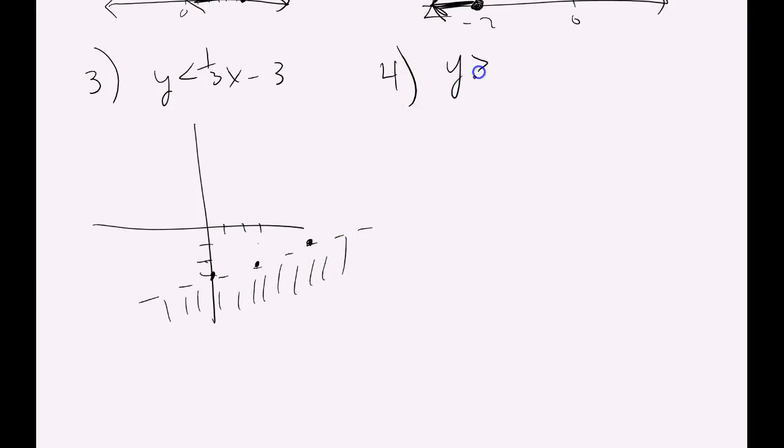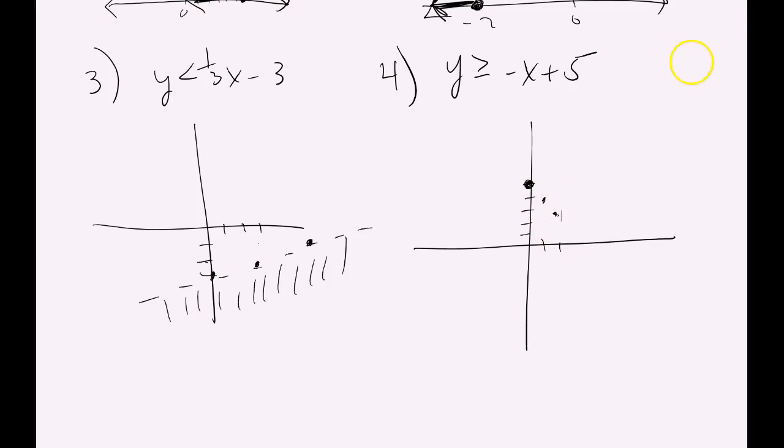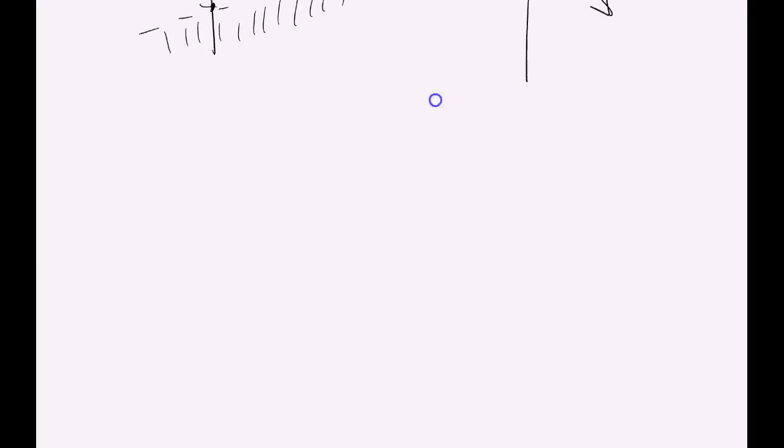Number 4, y is greater than or equal to -x plus 5, which means start at 5, 1, 2, 3, 4, 5, put a circle, go down 1 over 1, down 1 over 1, solid line because of this symbol, and greater than, so shade on top. Moving right along to number 5.